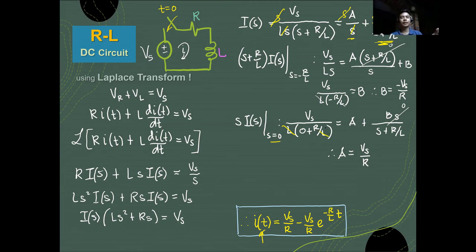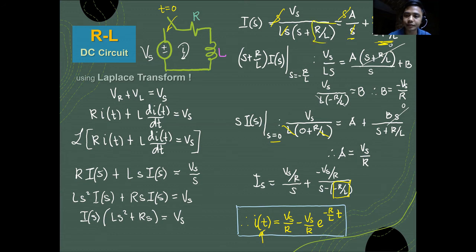Now we have a and b. So our a and b are Vs over r and negative Vs over r respectively. And take note here, why is it negative r over l? You just arrange actually. Oh, sorry, I think this one here is plus, but you will see that you have a formula in your table which is 1 over s minus a.